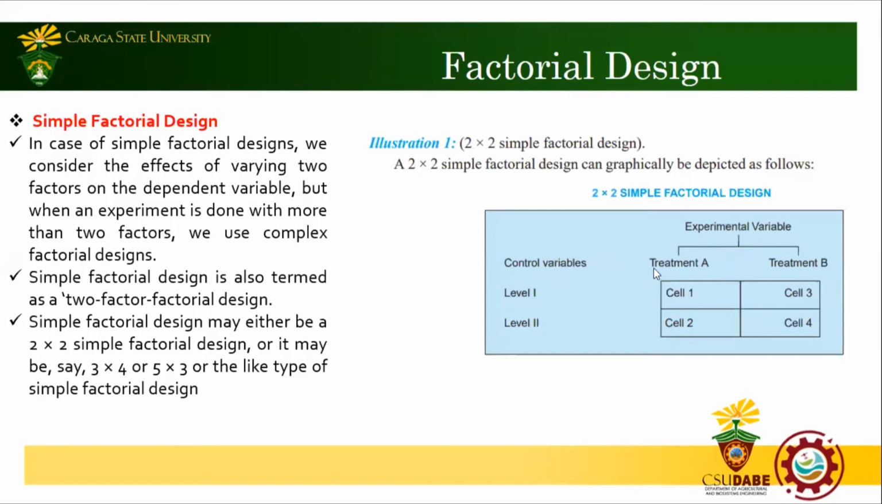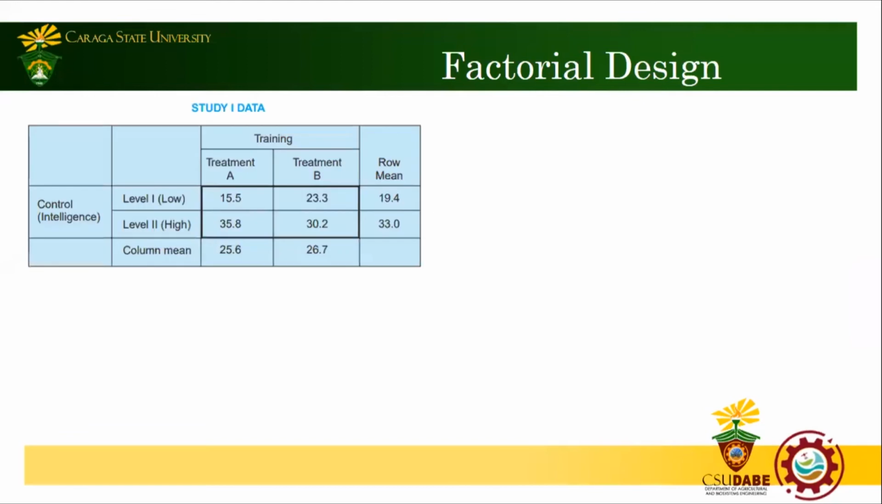So na lang kay 2 versus 2 na kay 2 by 2 simple factorial. Na kay duha ka level sa imong control variables, ug nabod kay duha ka level or duha ka type sa imong experimentation variables. So that's 2 by 2. So I know you are already oriented and you already know how they differ according to your data analysis.